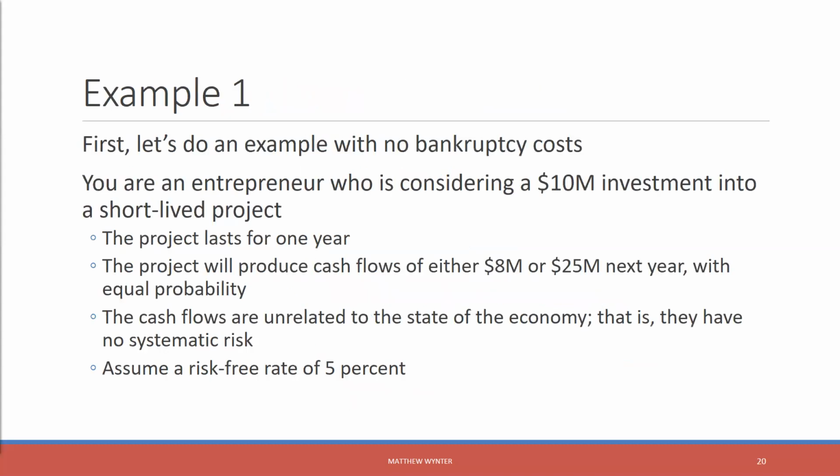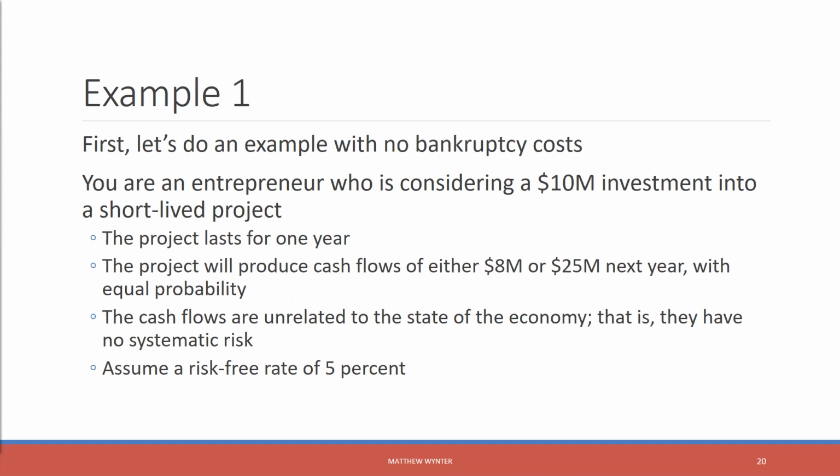Let's do an example. You're an entrepreneur who's considering a 10 million investment into a short-lived project. The project is going to last for 1 year. It will produce cash flows of either 8 million or 25 million next year with equal probability. The cash flows are unrelated to the state of the economy, so there's no systematic risk.